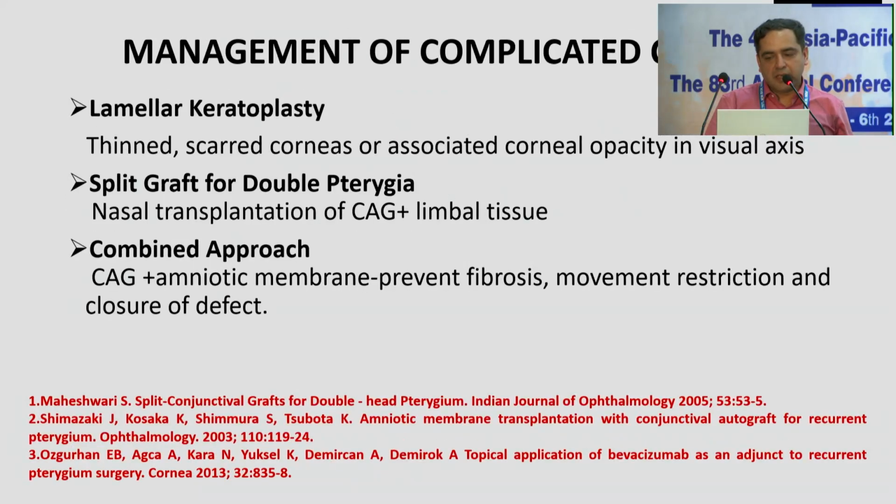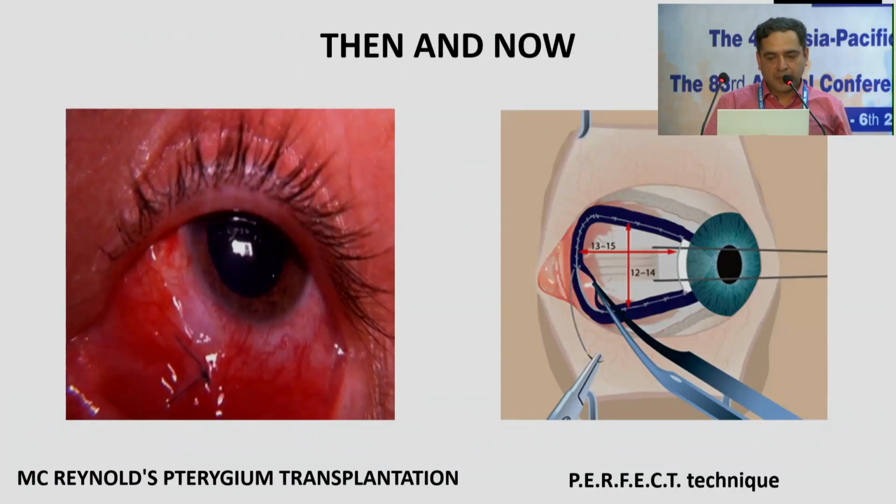Management of complicated cases, of course, involves a holistic approach, which involves a lamellar keratoplasty, a split graft for double pterygia, and a combined approach where we use CAG, and we use amniotic membrane to prevent the fibrosis, the movement restriction, and closure of defect. This is then and now: 1906 McReynolds pterygium transplantation and the perfect technique.